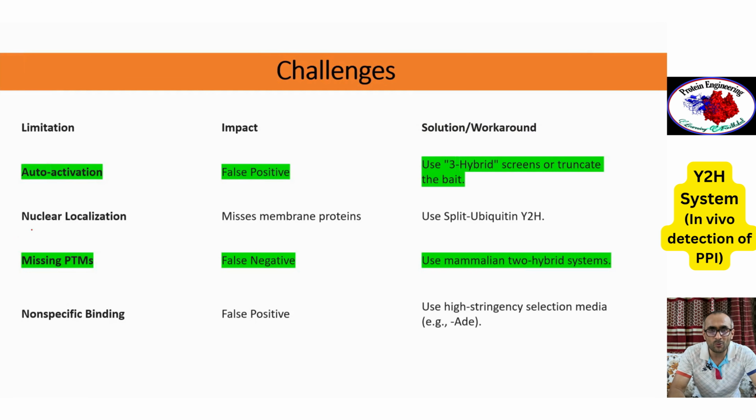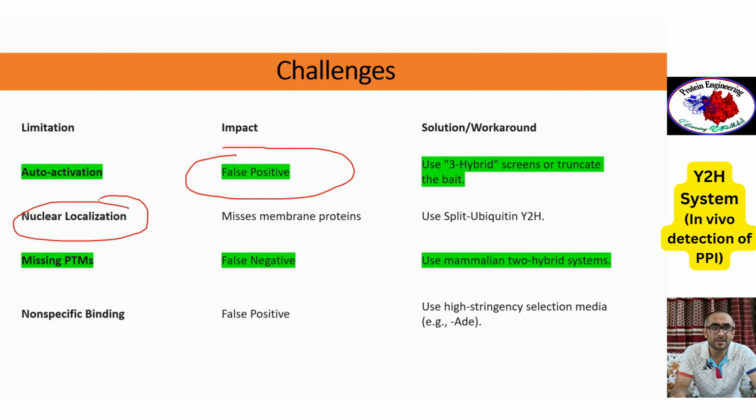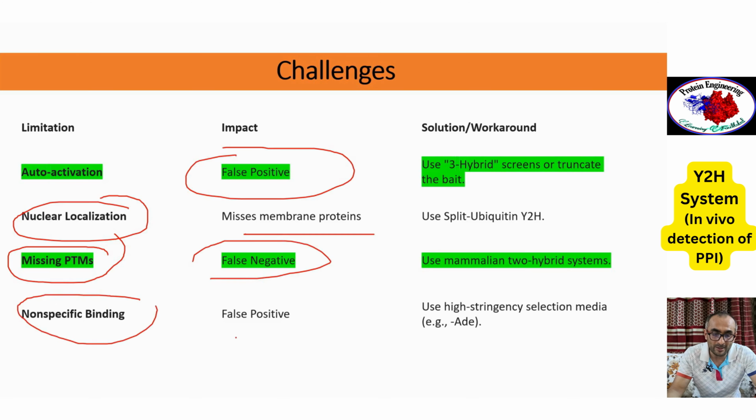So there are limitations also. Auto activation of transcription can occur there. So in case of auto activation, you will get a false positive. So that could be one problem with the system. Another issue could be nuclear localization, because it happens inside the nucleus. If some protein is not staying inside the nucleus, for example, membrane proteins, they quickly get out of the nucleus and insert into the membrane. So those membrane protein interactions cannot be detected. And if X or Y requires any kind of post-translational modification, which is not occurring in the yeast, that also will give you a false negative result. Or if there is non-specific binding of X and Y, you will get a false positive result in this technique.